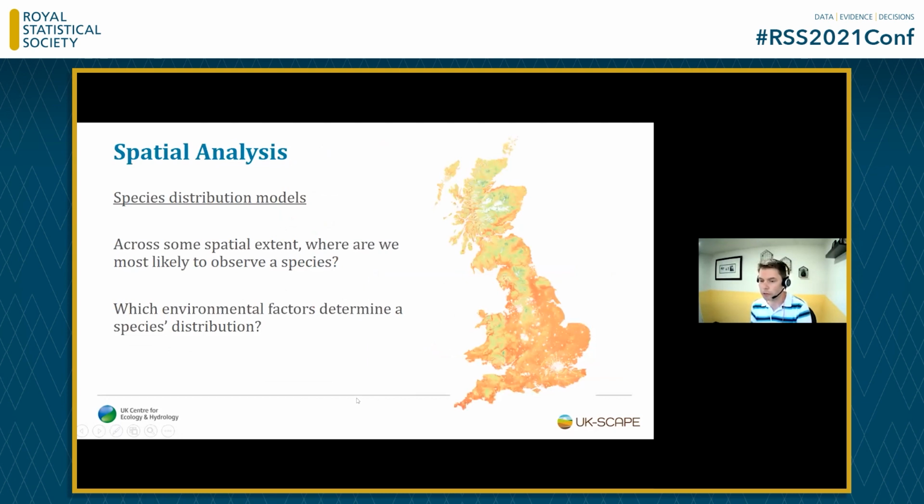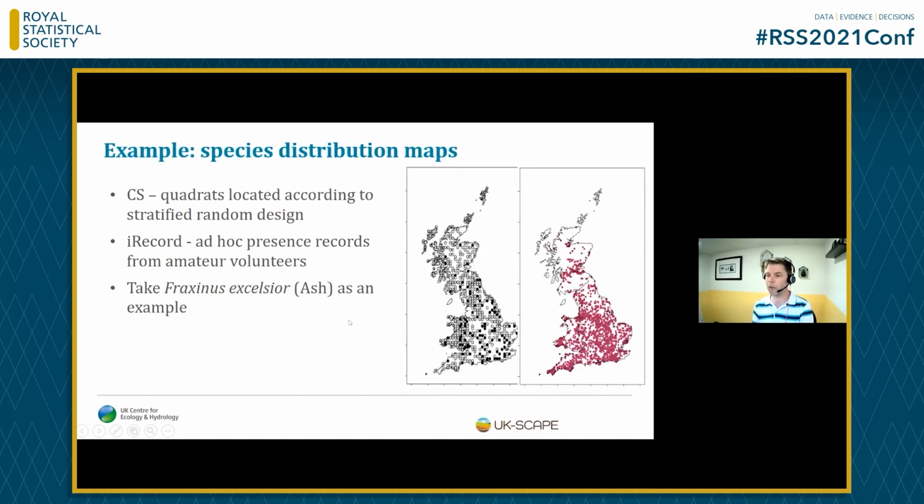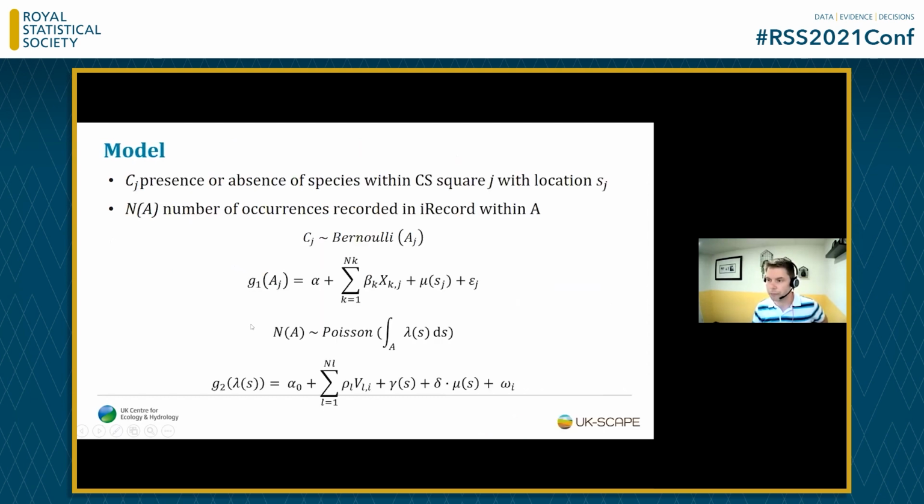So first I'm going to briefly talk about the spatial analysis that we've done here, which is really about producing a species distribution model. In this case, it was for ash trees. This was motivated some years ago by the ash dieback issue, but we've followed it up now. And you'll see on the left here, we've got presence absence data from our random survey. And on the right, we've got the opportunistic data, citizen science data, that's just observations of where that's been seen. So that's presence only data.